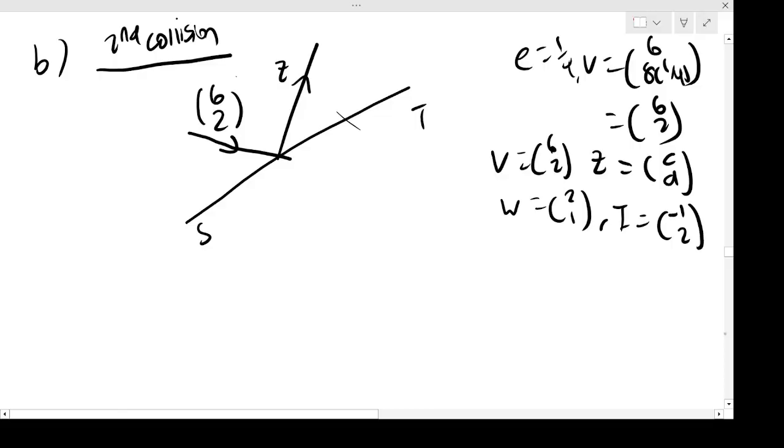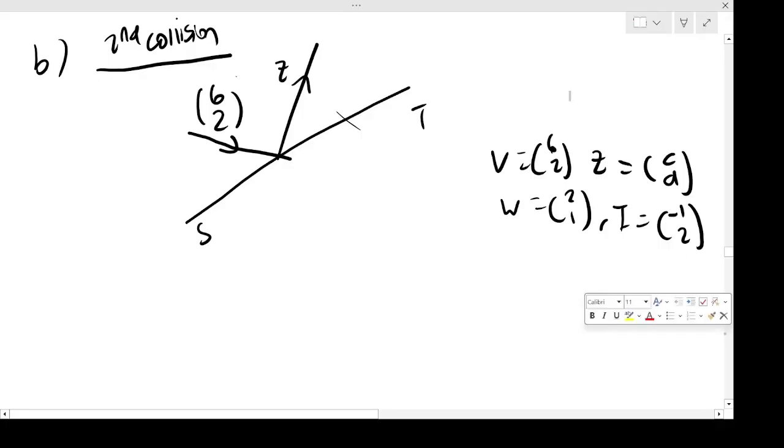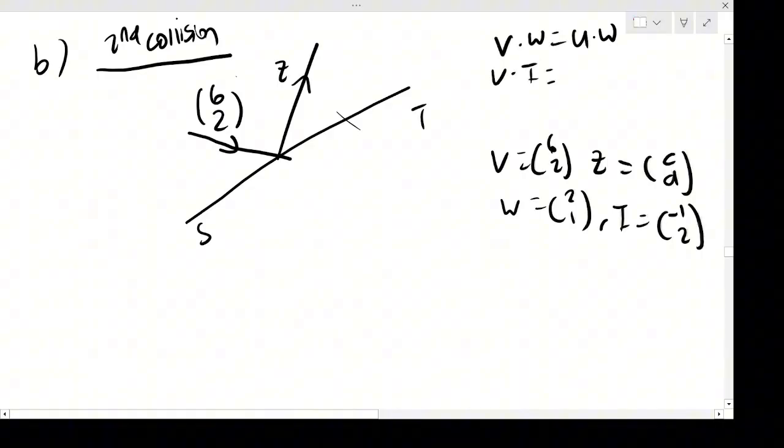And so at that point, I'm going to use the standard vector formulas, right? So that's going to be V dot W is U dot W, and V dot I is minus EU dot I. Okay, so there we are. So if I use the first equation, now in the formula, V is the final velocity, so it's going to be Z.